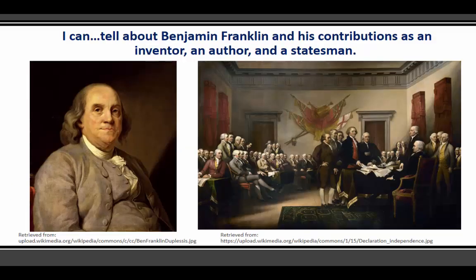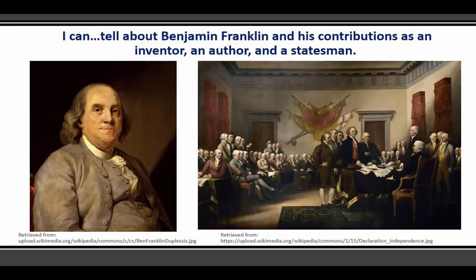One learning target for students is I can tell about Benjamin Franklin and his contributions as an inventor, an author, and a statesman. Benjamin Franklin was one of the founding fathers of the United States, and a co-author of the Declaration of Independence. He excelled in many areas, including science, politics, and writing.